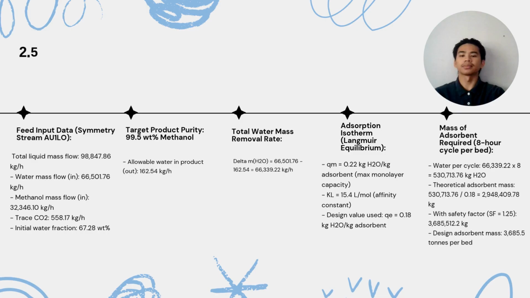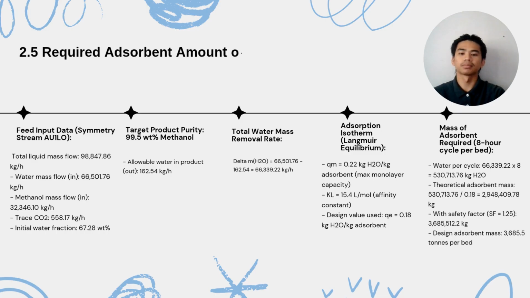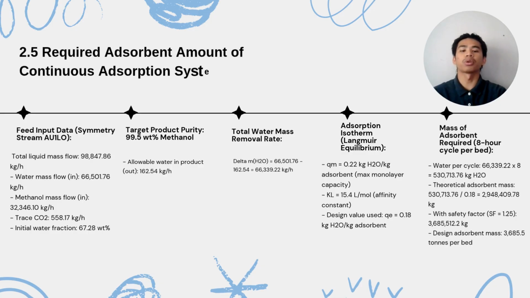Next, moving to section 2.5, we calculate the total adsorbent mass required per bed. Our feed stream AU1L0 enters at 98,847.86 kg per hour total liquid flow, consisting of 66,501.76 kg per hour of water, 32,346.10 kg per hour of methanol, and traces of carbon dioxide (CO2).